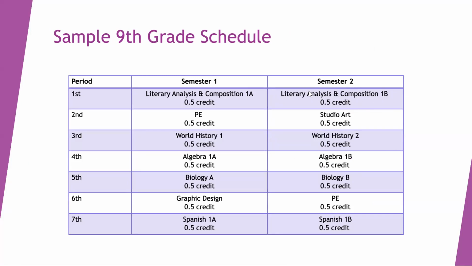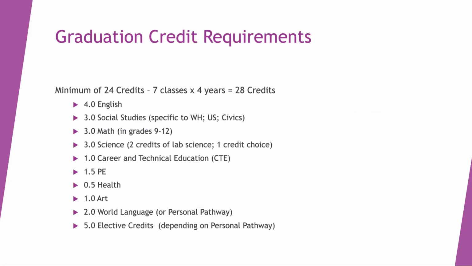This is ELA. The Social Studies class, World History 1 and 2, is actually split into 2 semesters. So there's not an A and B, just a 1 and 2. Algebra, 1A, 1B for this student, biology, 1A and 1B, and so on. You can see the same for Spanish. And then for semester-long courses, there is no A and B designation. It's just the course.